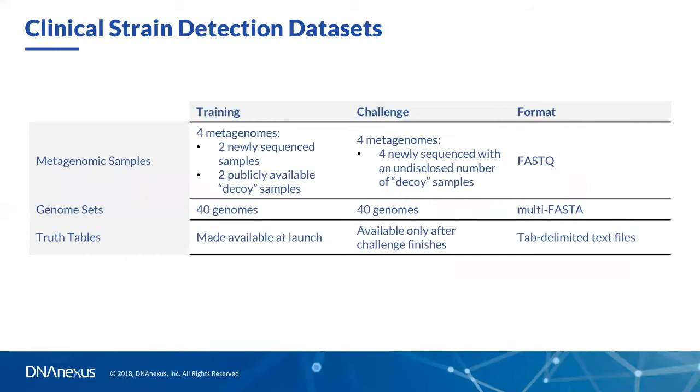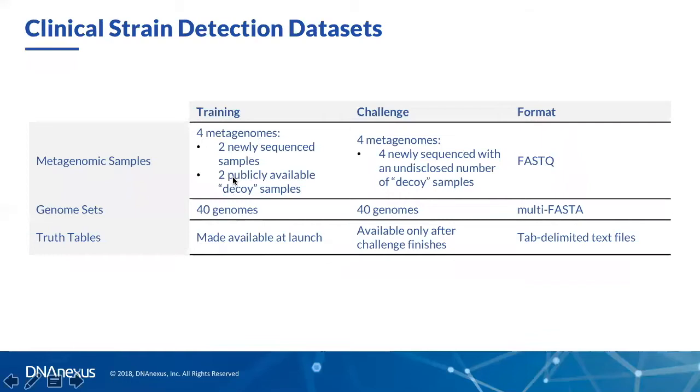Like the previous challenge, we give you 2 sets of data. One is the training data set, where you get access to the 4 metagenomes and also the 40 isolate genomes, the sequences of those genomes. And also we give you access to the truth table. So we tell you exactly what the answer should be. The purpose of this is for you to be able to optimize your tools and play around and see how this challenge works.